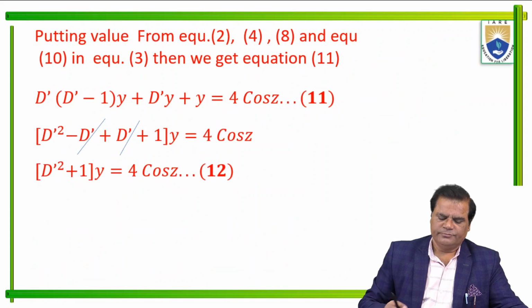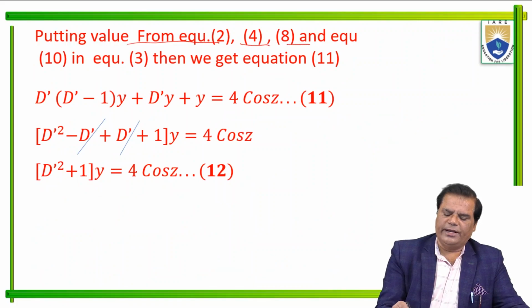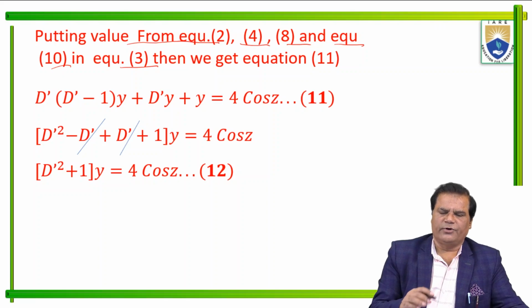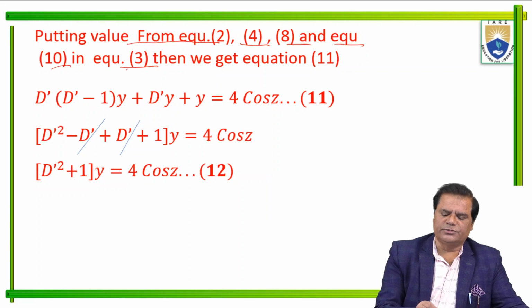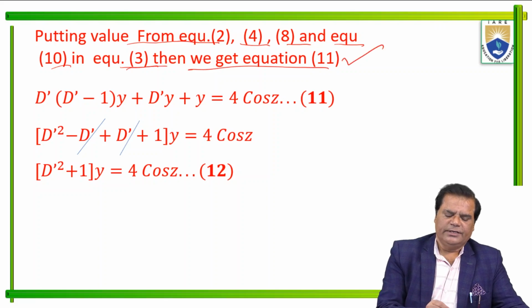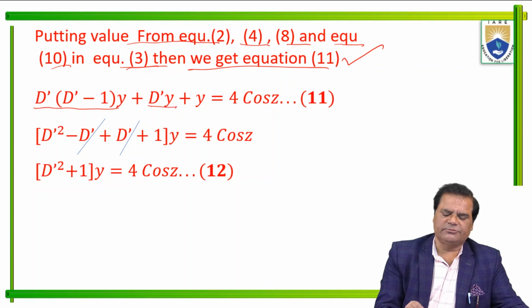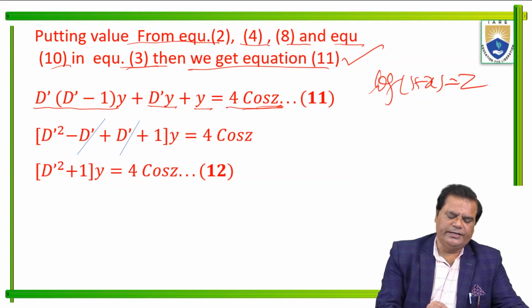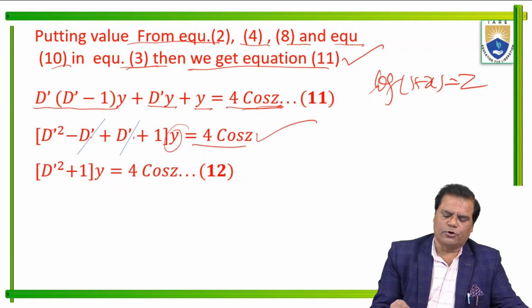So (D'-1) y. This is equation 10. Putting values from equations 2, 4, 8 and equation 10 in equation 3, we get equation 11: (D'²-D')y + D'y + y equals 4 cos z. Here log(1+x) is z. So multiplying, (D'²-D'+1)y... D' cancels, and we get (D'²+1)y equals 4 cos z.